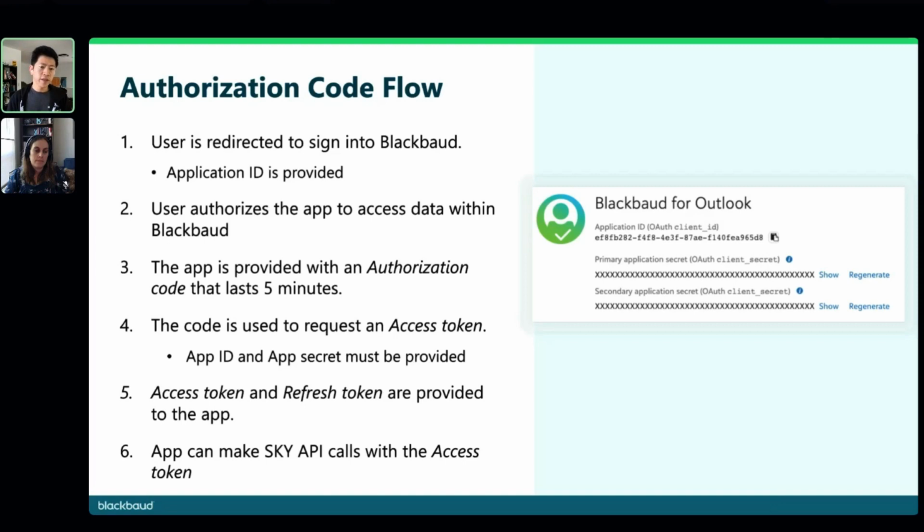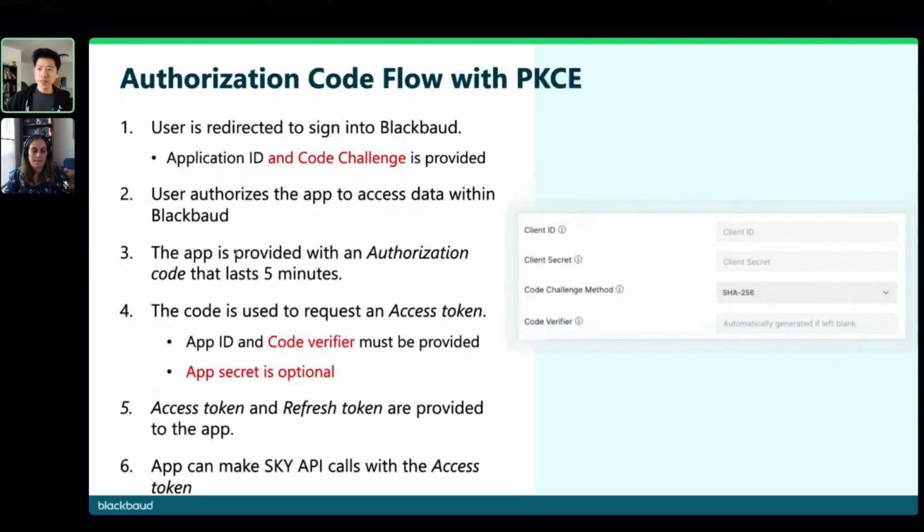Then in step 5, the access token is provided to the app along with a refresh token, but we won't go into that right now. And then finally, step 6, the app has the access token to make Sky API calls. So that's the basic auth code flow. This is how it looks with Pixie as that additional security layer.